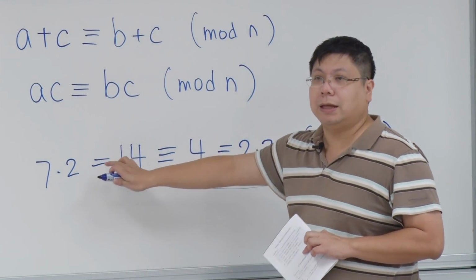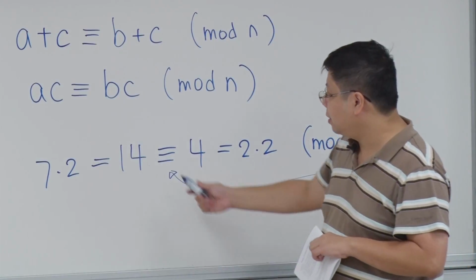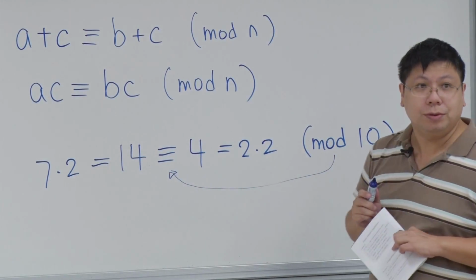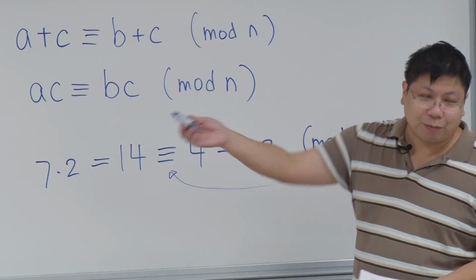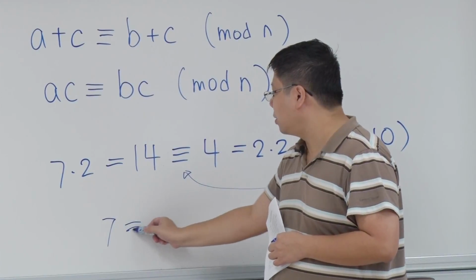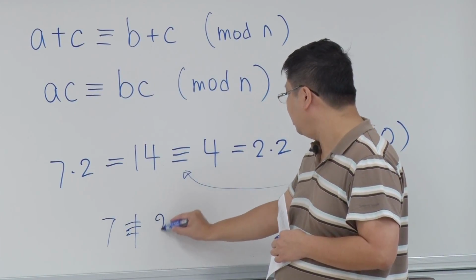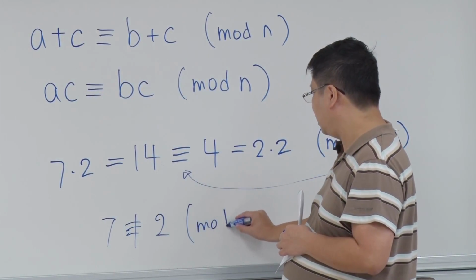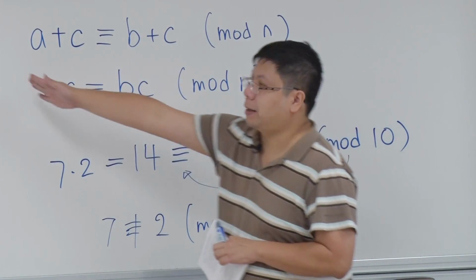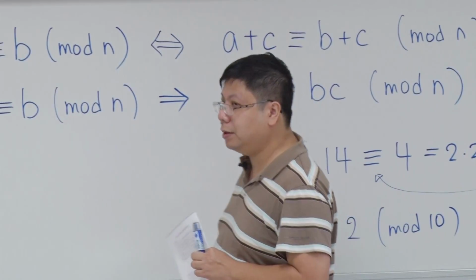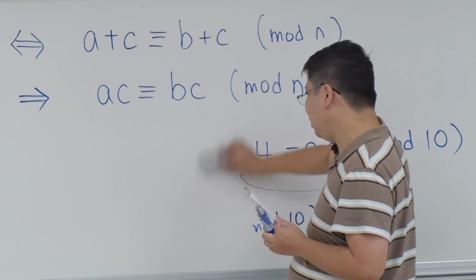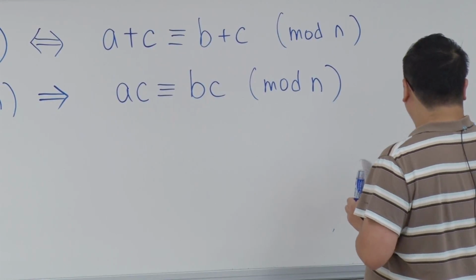So this mod talks about this thing. This equal is the natural arithmetic equal, okay? So 14 is exactly equal to 7 times 2, okay? 4 is equal to 2 times 2. So you have this one, but you cannot go back, because 7 is not the same as 2 mod 10, okay? So you cannot go back for this one. But for addition, you can go back. Subtraction, you can go back. Multiplication, you may not be able to go back.